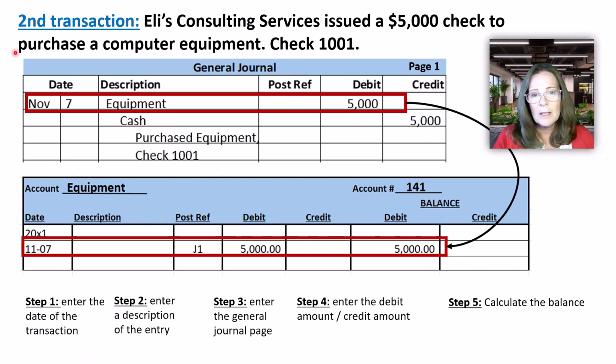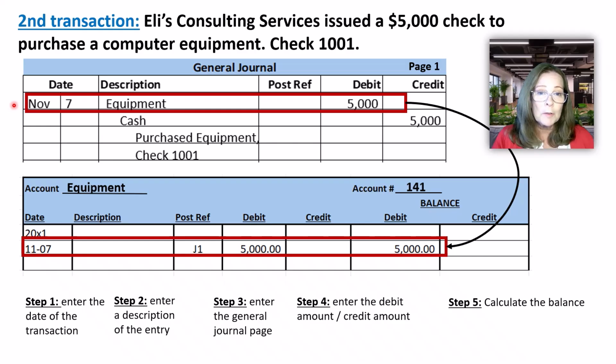We'll now look at the second transaction for Eli's Consulting, where Eli's Consulting Services issued check 1001 for $5,000 to purchase a computer and other equipment. In the general journal entry, we recorded this transaction by debiting equipment and crediting cash for $5,000.